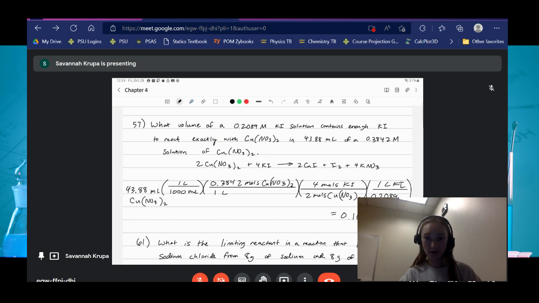So we're not figuring out the molarity of KI, like you asked in your question, because it already gave us the molarity. We're just figuring out how many liters we actually have. Does that answer your question?